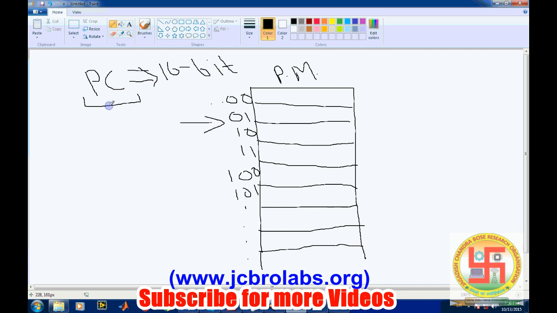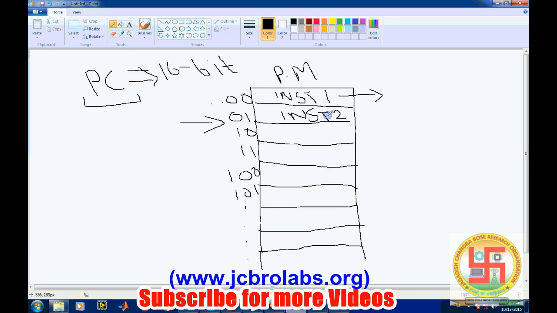Now, what does this program counter do? This program counter stores the address of the next instruction to be fetched or executed by the computer. So understand it, like there is instruction one, and instruction two is at the next memory location. Our computer is currently executing instruction one.